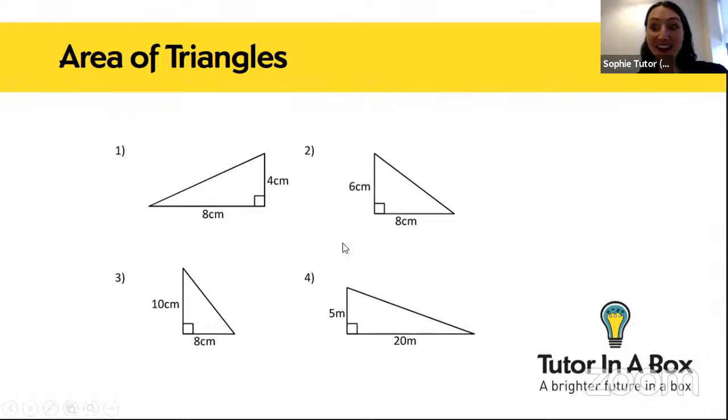Good. So I'm going to give you a clue on the first one. So I've had lots of right answers coming in. So we're doing 8 times 4. So 8, 16, 24, 32. That would give us the area of the whole rectangle. Then we're going to do 32 divided by 2 or halved to give us the area of the triangle, which is 16 centimetres squared. So well done if you got that.